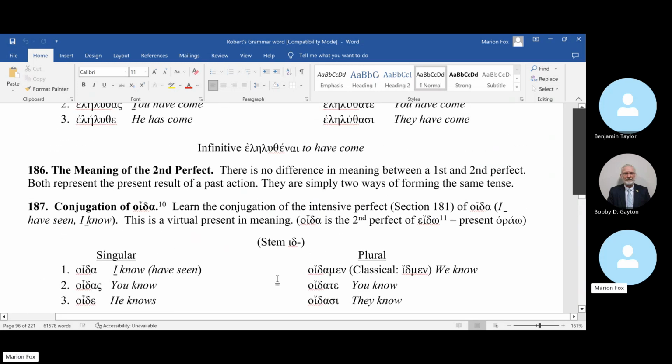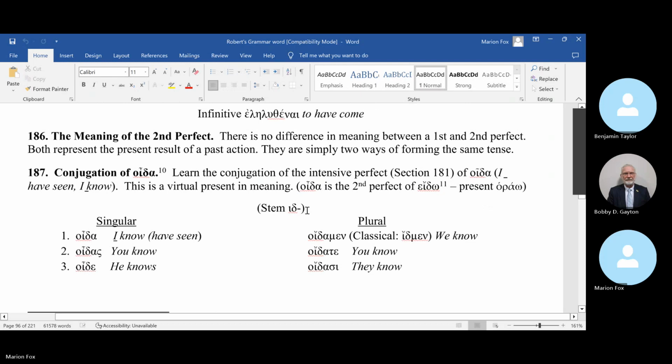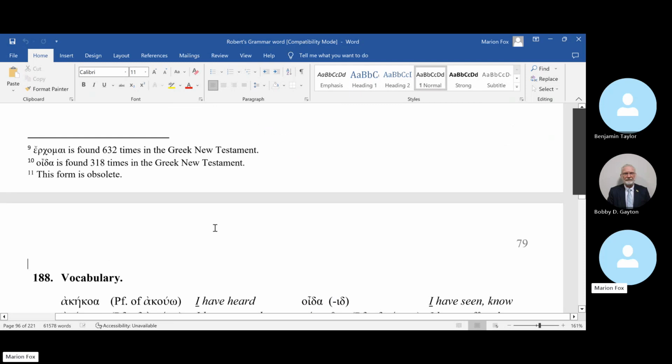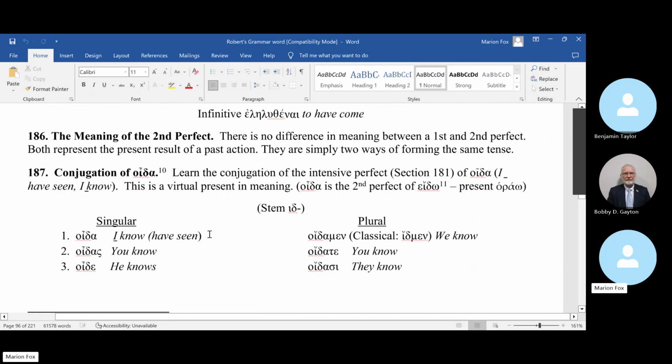Right. So right here we have oida, and of course the form of it. We laid that out earlier. We saw that it has the digamma as part of the root word. So our stem becomes iota delta, and it had a digamma on it. Well, the digamma was lost. So our stem is the iota and delta. That's your stem. So the stem is irregular because it lost that digamma from what it was originally.